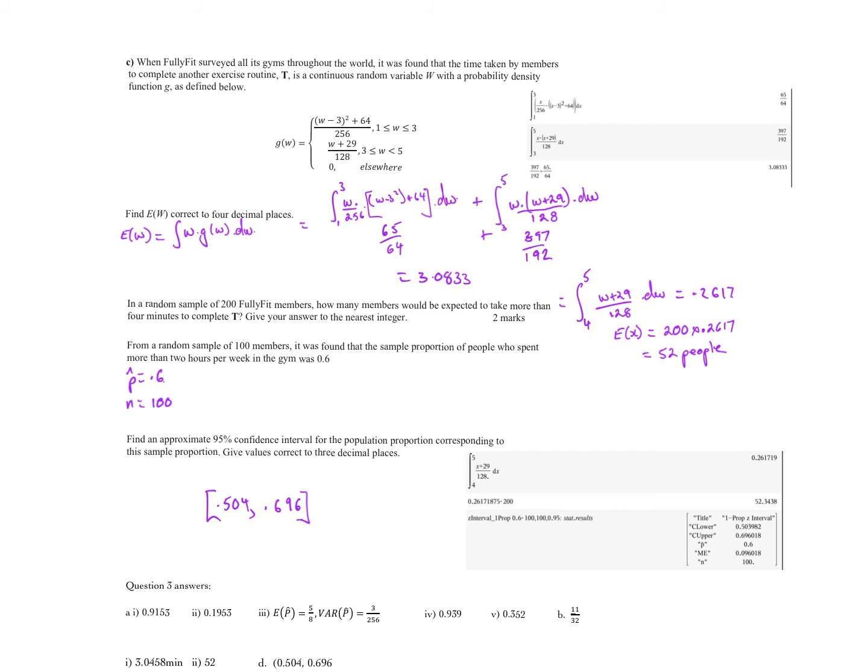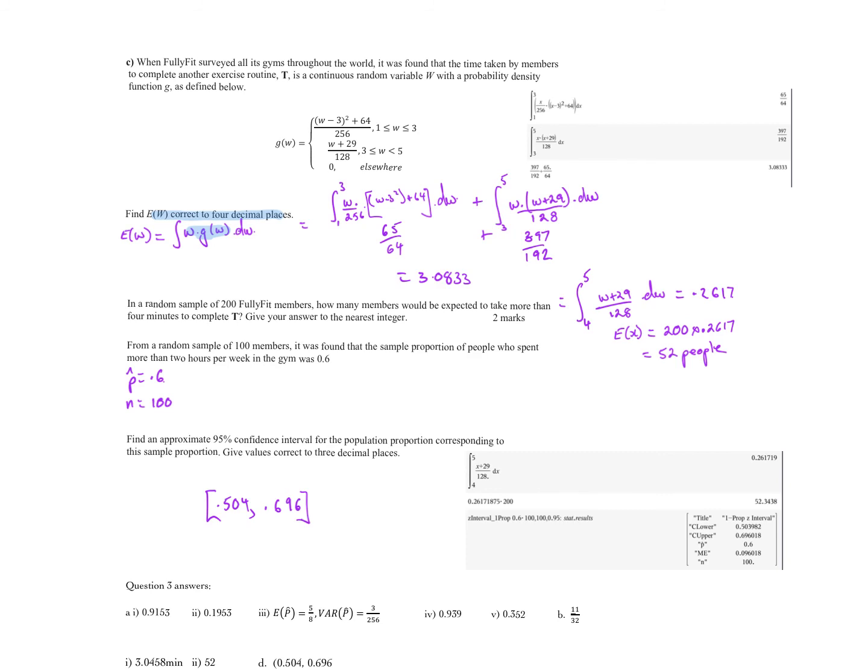Continuing, Fully Fit surveyed all of its gyms throughout the world and found that the time taken by members to complete a different set of exercises is a continuous random variable, with the probability function defined as below. Find the expected value of W, correct to 4 decimal places. So don't forget the expected value is just W times G of W.